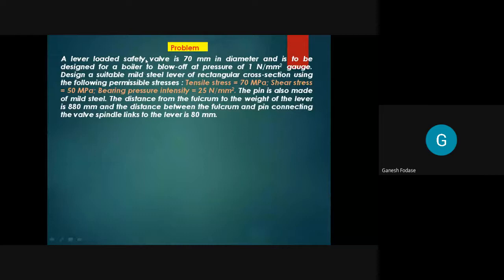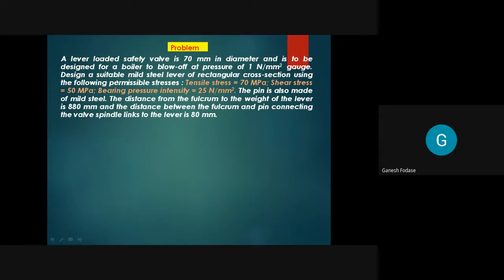A lever loaded safety valve is 70 mm in diameter. Now, tell me, what is this 70 mm? Because the terms are known to you now. Diameter. Which diameter? Diameter of the valve. That is capital D. Yes or no? Yes, sir. And it is to be designed for a boiler.